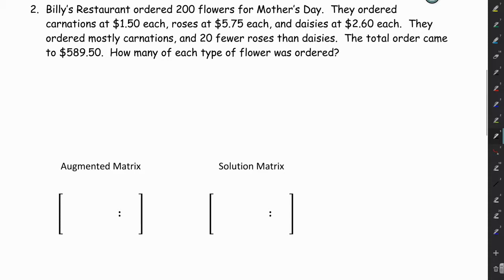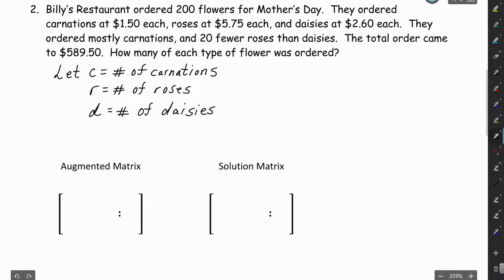All right, so I'm going to define my variables first. I'm going to let C equal carnations, R equal roses, and D equal daisies. Then the next thing we're going to do is identify information from the problem so that we can set up 3 equations. We have 3 variables, we need 3 equations. And the first thing I notice is that the total number of flowers is 200. So if we add carnations plus roses plus daisies, that equals 200. So let's write down that equation.